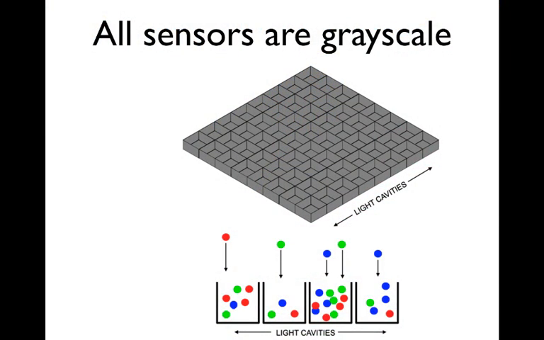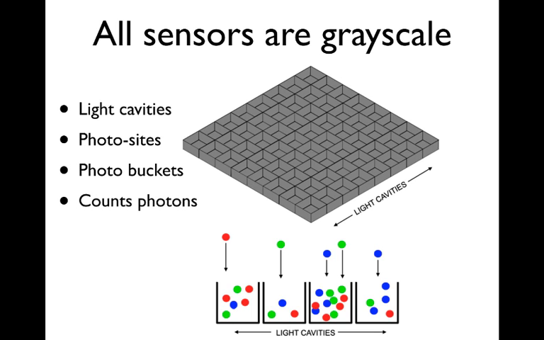So all sensors, there is one exception to this. There's a company called Foveon, and then there's scientific companies that make very specialized sensors, but with those exceptions, every sensor in the world that you deal with is a grayscale sensor. They're all grayscale. They do not read color. They can discriminate about color, but they do not read color. All they do is grayscale. So what these are, they're called light cavities. Sometimes they're called photo buckets. Sometimes they're called photosites. All they do is count photons.